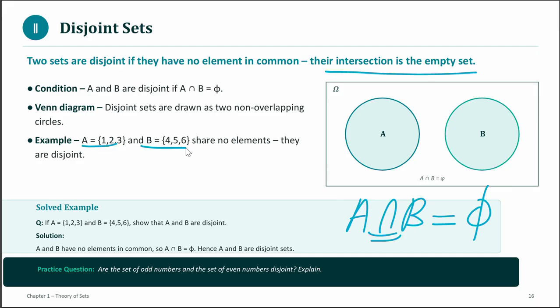Okay, they have completely different elements. They do not have anything in common. That is why, if you see this practice question, are the set of odd numbers and the set of even numbers disjoint? If I construct a set of odd numbers, it is going to be 1, 3, 5, 7, 9, and so on. And if I construct a set of even numbers, it is going to be 2, 4, 6, 8, 10, and so on. So are they overlapping somewhere? Do they have the same elements? No, they won't. So these sets would be disjoint sets.